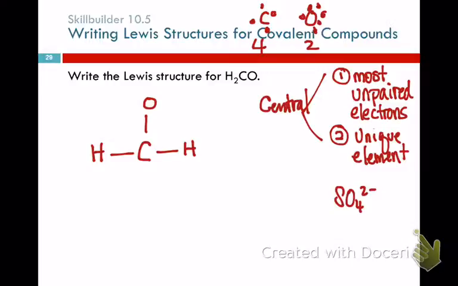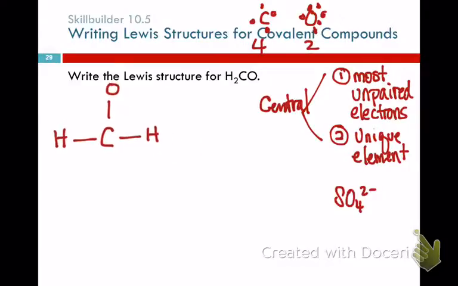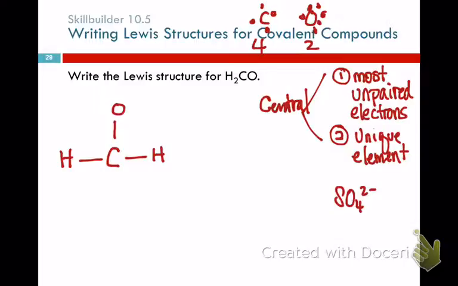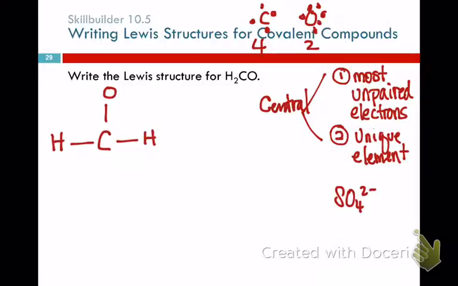And then I'm going to count my valence electrons. So that's my skeleton, okay? Okay, so how many valence electrons? Well, oxygen has 6, right? Carbon has 4. And there's 2 hydrogens with 1. So that's a total of 12.